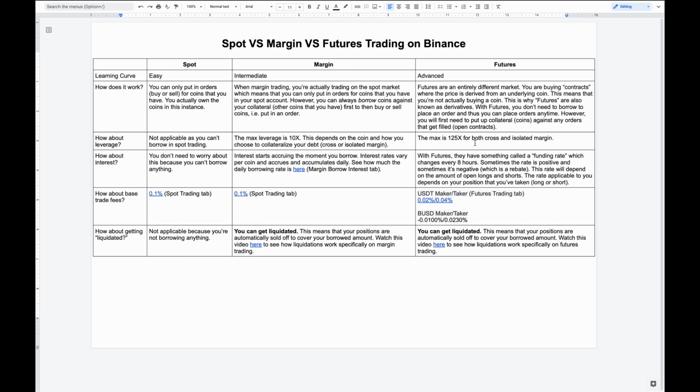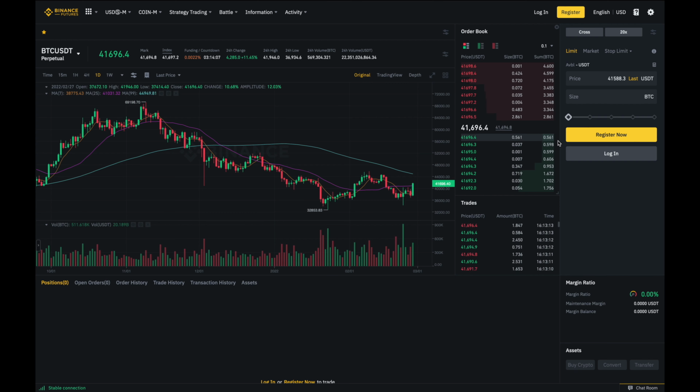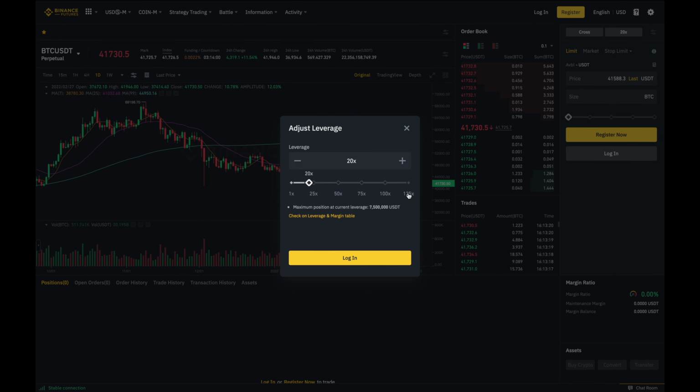Now, as for futures, the max is 125x for both cross and isolated margin. If we go to the futures tab over here and we click on this 20x button, you can see that it is 125x on this slider. So that basically shows you the maximum leverage you can trade on futures.